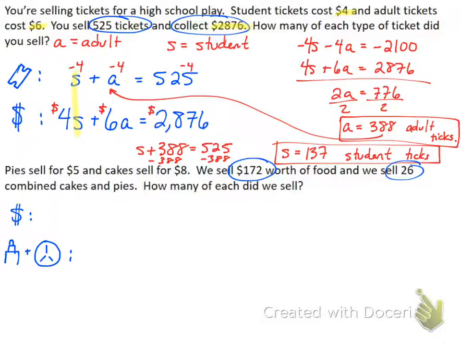The money equation has all the dollar amounts in it, so $5 for pies, $8 for cakes, $172 worth. Again, if you get kind of stuck, always know that it's going to be equal to one of the totals. This is my dollar equation, so it's going to be 5p plus 8c, all the dollar amounts. The other one's going to be equal to 26 because that's the total number of cakes and pies. And so I can do p plus c, giving me my total amount of cakes and pies. Again, you guys are more than capable of doing elimination and solving this, so I'm not going to finish the problem there.